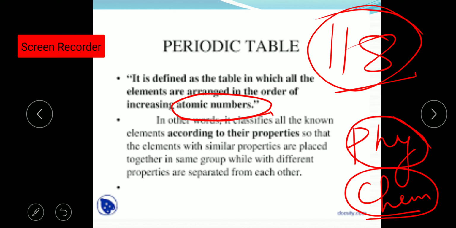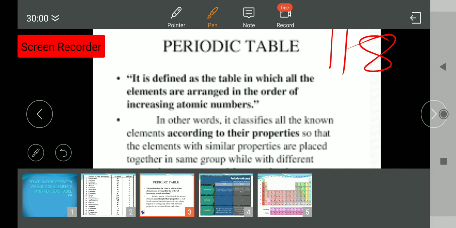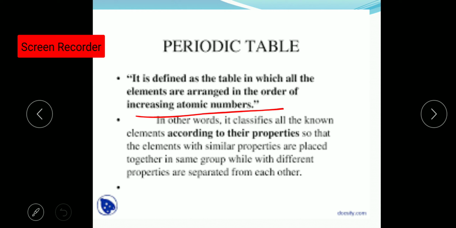In this way, these 118 elements were earlier arranged on the basis of their similar physical and chemical properties. But this made the table more complex, and the elements were not appropriately organized. So the most fundamental property of any element is its atomic number, because each element has its own specific atomic number. That is why the elements are arranged on the basis of increasing atomic number. When the elements are arranged in order of increasing atomic number, it is known as the periodic table.